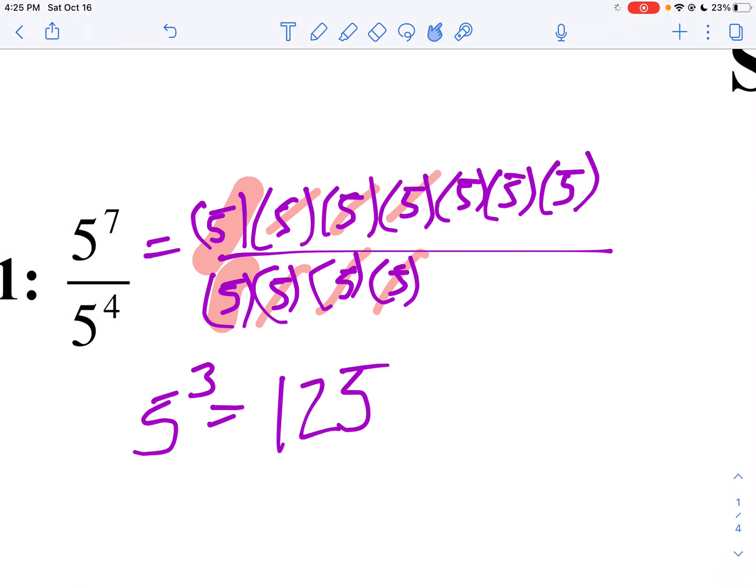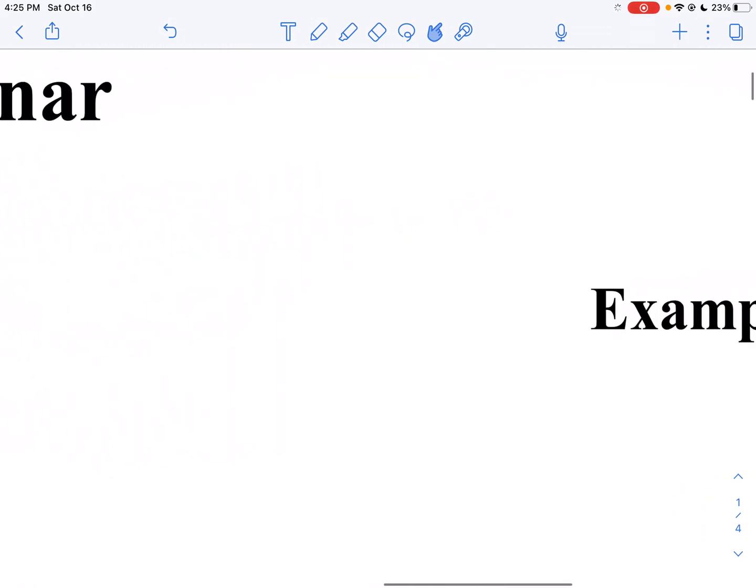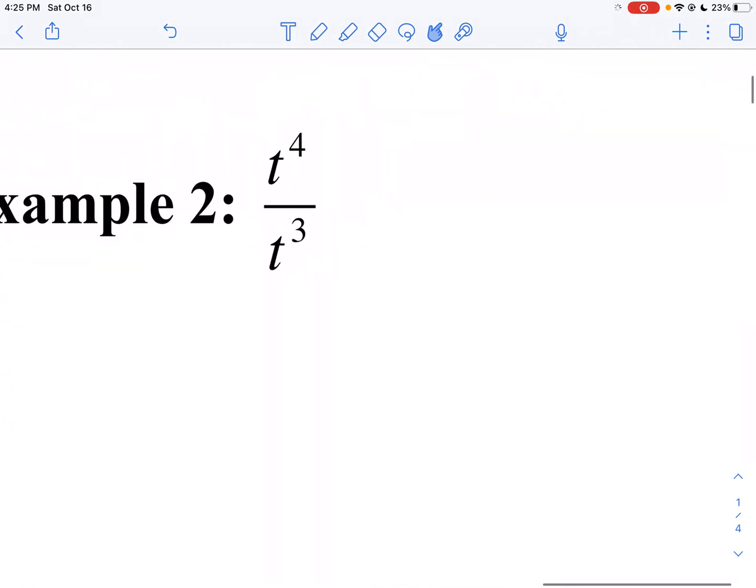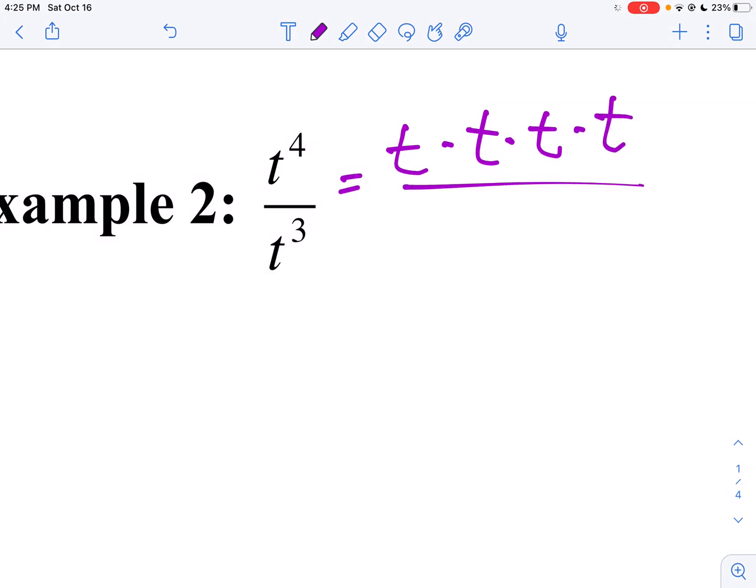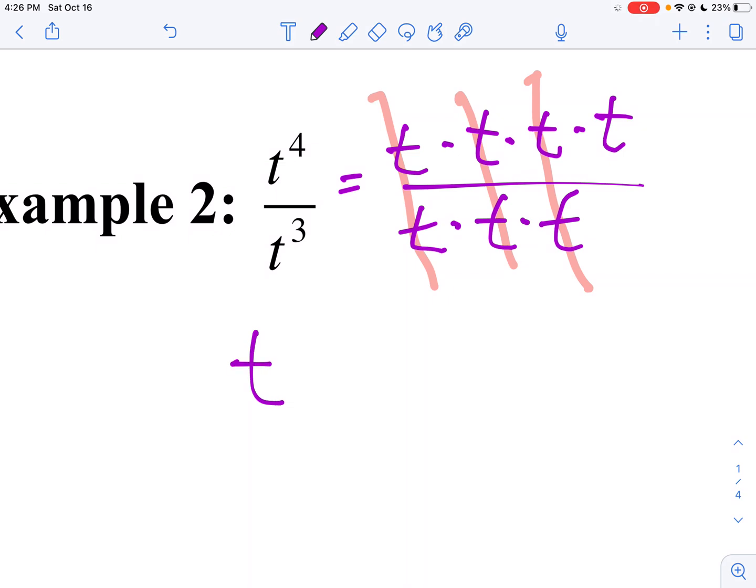Let's take a look at another problem with just variables. If I've got t to the 4th over t to the 3rd, so I've got t to the 4th, 1, 2, 3, 4. And if I divide by t to the 3rd, 1, 2, 3. And then notice my t's reduce out. So I've just got t left over. Do you notice the pattern here?